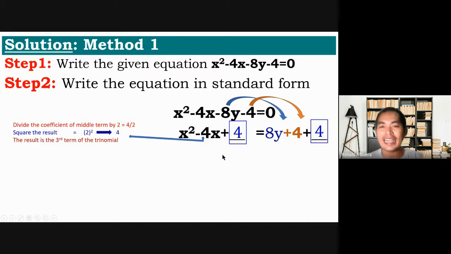Our next step is to change this perfect square trinomial to the square of a binomial. What is the square of a binomial? Open parenthesis, then square root of the first term, copy the sign of the middle term, then square root of the last term, close parenthesis, then put a square. Okay, let's see what happened here.